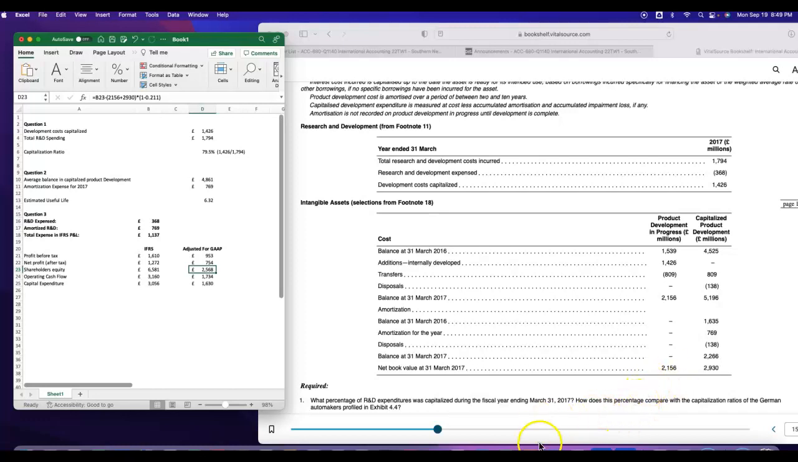So operating cash flow is the 3160 minus the 1426, which is the development cost capitalized, and the same thing for the CapEx. The CapEx number is you accounted for 1,426 pounds in this 3056. To get it back to GAAP numbers, you would take that out. So you would minus out the 1426.